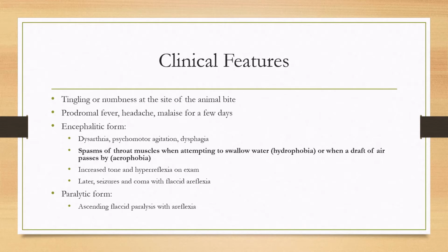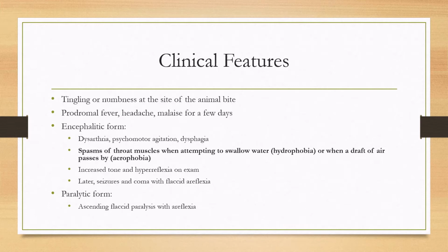There can be spasms of the throat muscles when attempting to swallow water, known as hydrophobia, or when a draft of air passes by, known as aerophobia. And aerophobia is particularly pathognomonic. There can be increased tone and hyperreflexia on exam early on. However, later when there are seizures and coma, there can be flaccid areflexia.